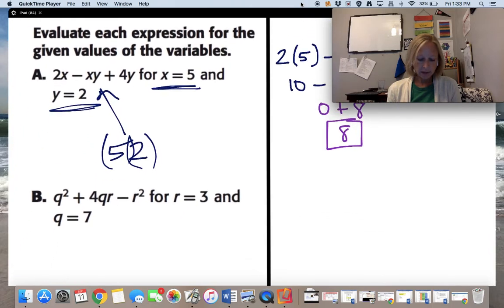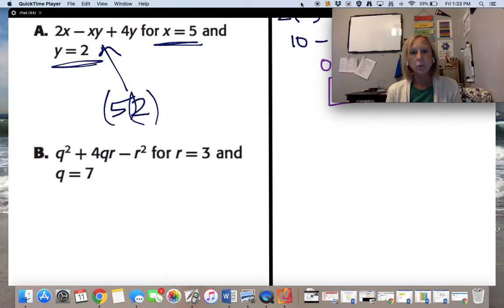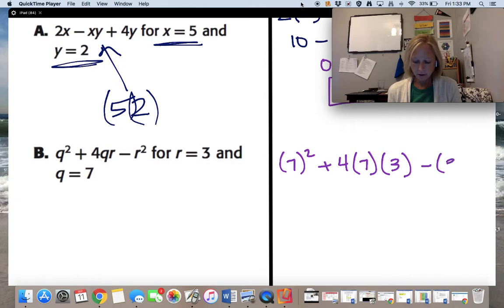Let's go ahead to the second example. Again, we're first going to substitute, and then we will simplify. I see a q squared there. Every time I see a q, I'm going to put a 7 in its place, plus 4q, which is 7, r is 3, minus r squared.